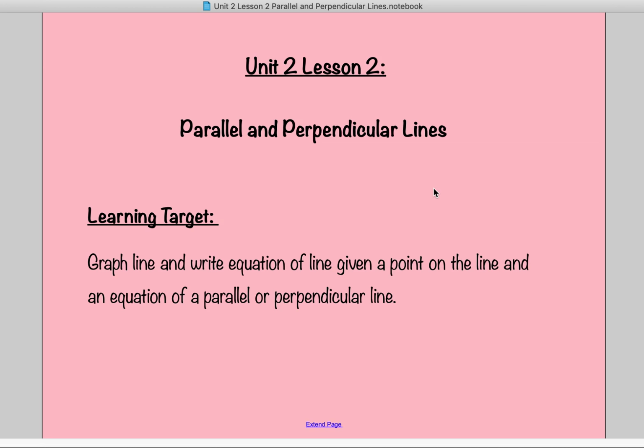Today we're going to go ahead and look at parallel and perpendicular lines. Your learning target is that you'll be able to graph the line and write the equation of a line given a point on the line and the equation of the parallel and perpendicular lines. Some notation that you guys might remember from geometry: the symbol for parallel looks like this, two lines straight up and down, and perpendicular looks like that, because perpendicular lines meet at a 90-degree angle.